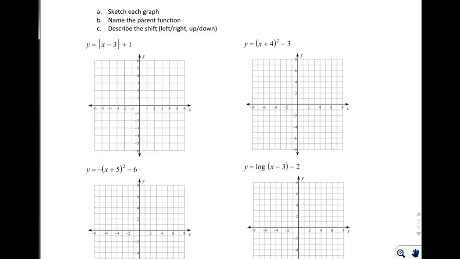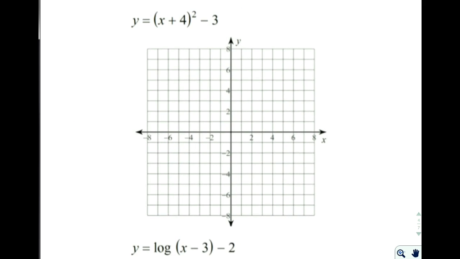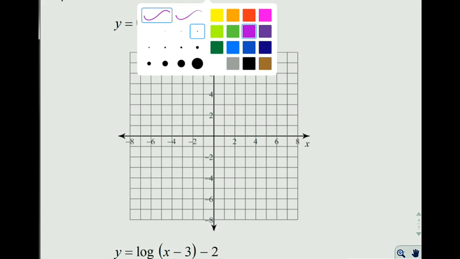Let's try to apply these transformation rules to our parent functions. We're asked to do three things in these problems: sketch the graph, name the parent function, and describe the shift, whether it was left, right, up, or down, or a combination of these. I'm going to start with the second one here.